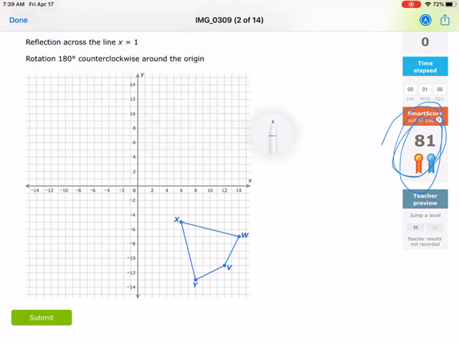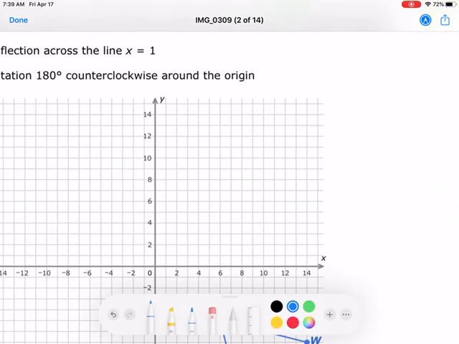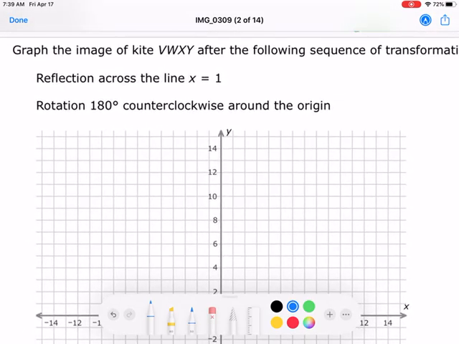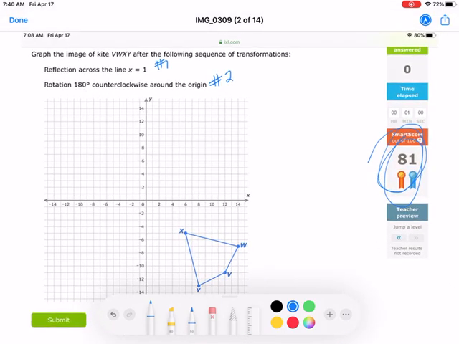All right, here we go. It says, do 2 things to this. First, reflect across the line x equals 1. Then the second thing is rotate 180 degrees counterclockwise. It doesn't really matter what you do with 180 degrees, you're just changing the numbers around. So first let's do that number 1 thing.